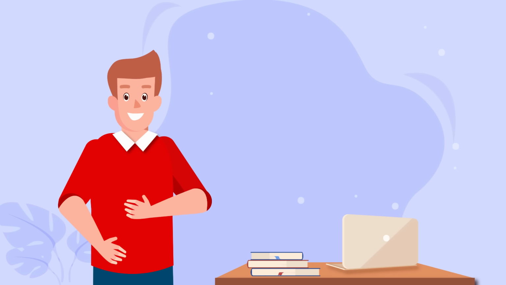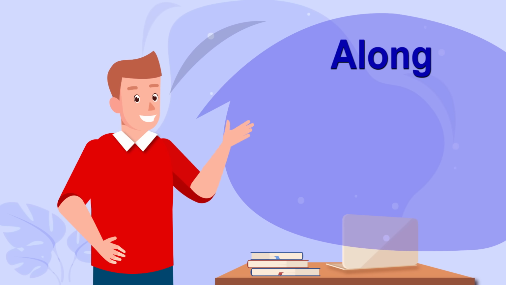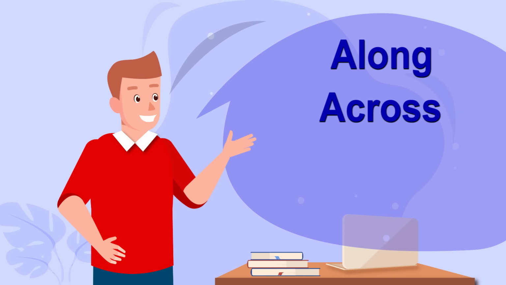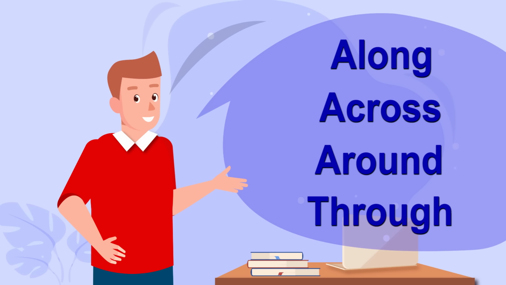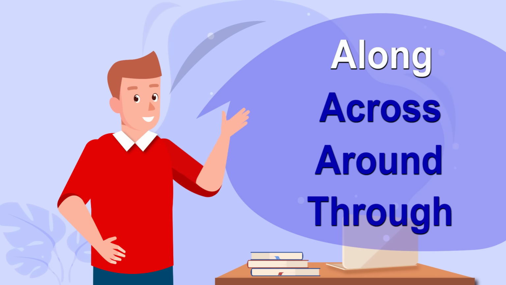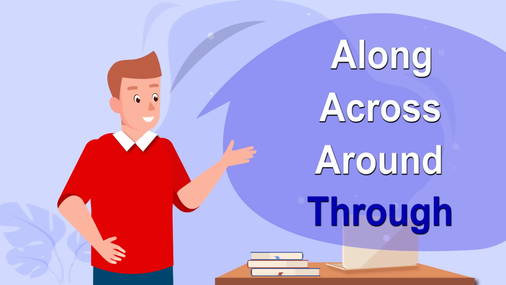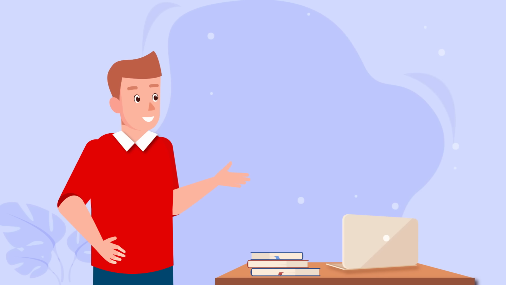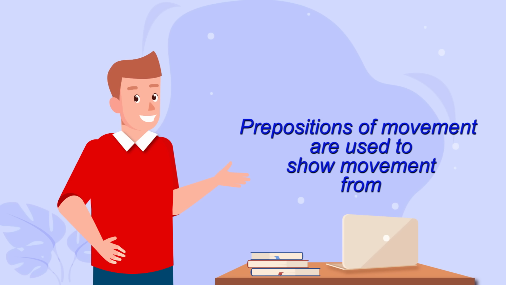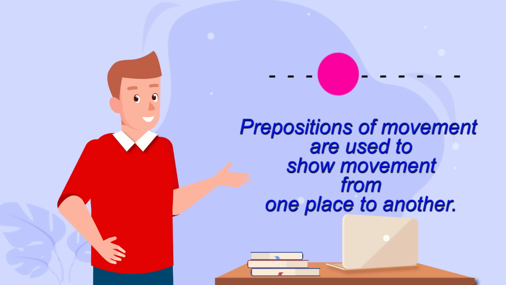In this lesson you're going to learn about 4 prepositions. And they are along, across, around, and through. Okay, then let's get started. The words along, across, around, and through are some of the prepositions of movement. Prepositions of movement are used to show movement from one place to another.